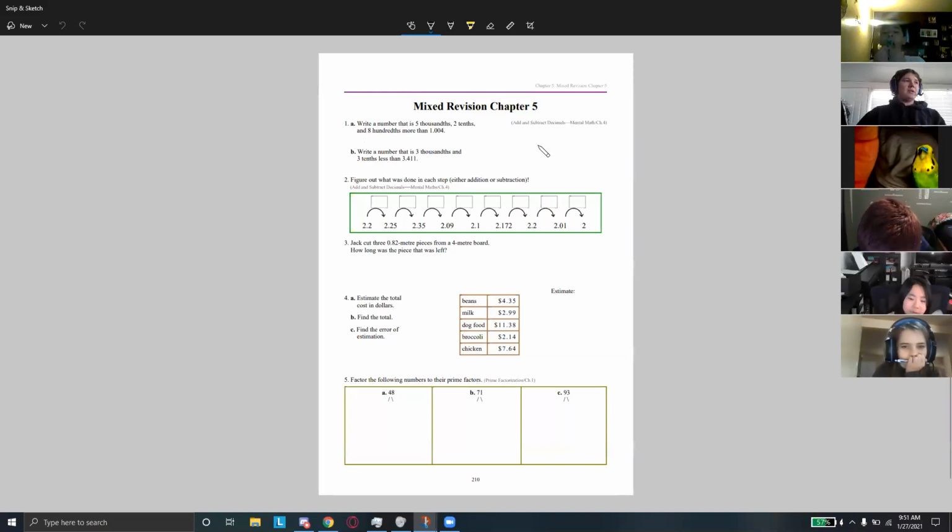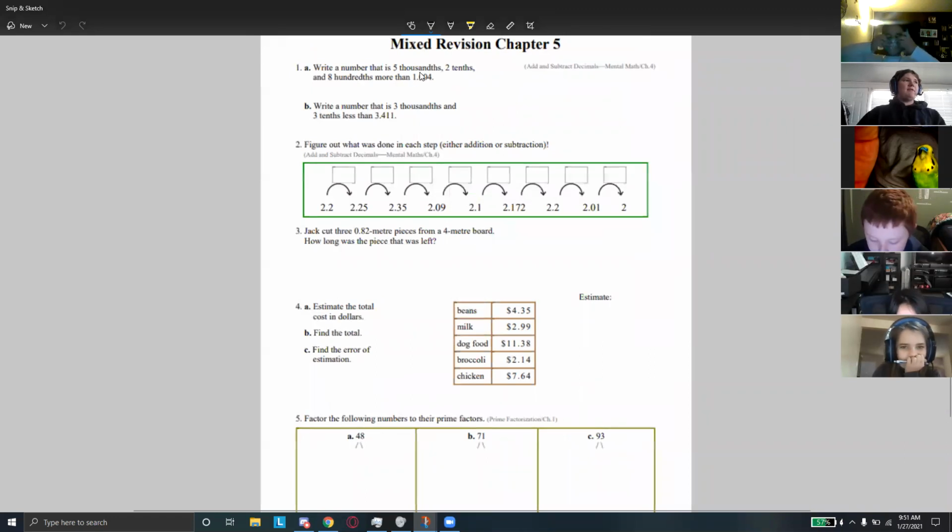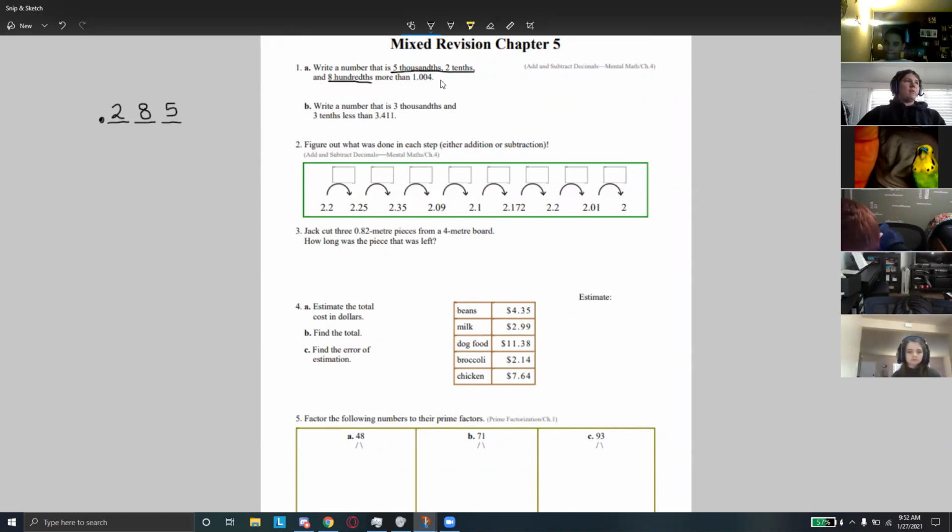Great. So mixed revision chapter 5, question 1a. Write a number that is 5 thousandths. So let's write that number down. Tenths, hundredths, thousandths. So this number is 5 thousandths, 2 tenths, and 8 hundredths. So that would make the number 285 thousandths. That is 5 hundredths, 2 tenths, and 8 hundredths more than 1 and 4 thousandths.